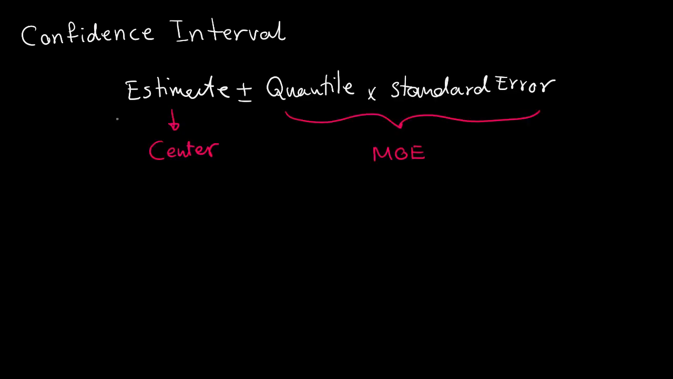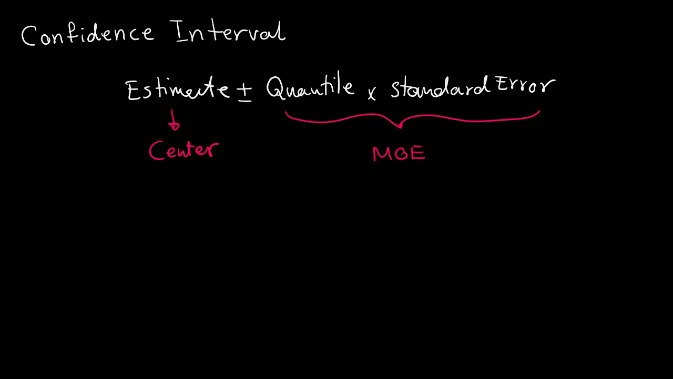So it is estimate plus and minus margin of error. And margin of error is quantile times standard error, where the estimate we can call the center, and the quantile times standard error we can call the margin of error.